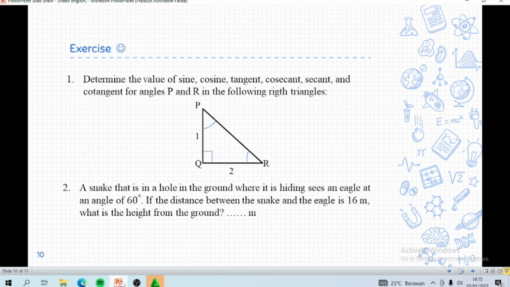For exercise number 1, determine the value of sin, cosine, tangent, cosecant, secant, and cotangent for angles P and R in the following triangles. Can look the picture. And number 2, a snake that is in a hole in the ground where it is hiding sees an eagle at an angle of 60 degrees. If the distance between the snake and the eagle is 16 meters, what is the height from the ground? 4 meter.